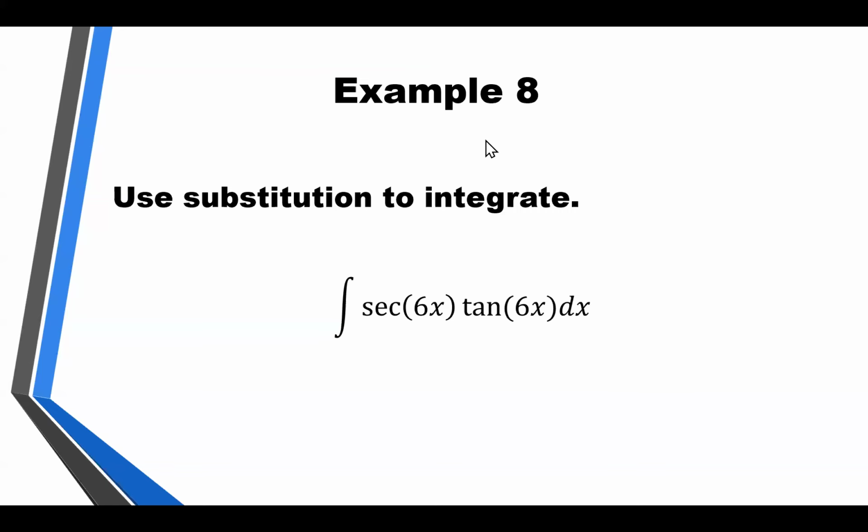All right, so let's take a look at the next example. The next example is using substitution to integrate secant 6x times tangent 6x with respect to x. In this case, you'll see that there's 6x inside of two different pieces. So we're going to let u be equal to 6x because it's a function that is inside two different other functions.